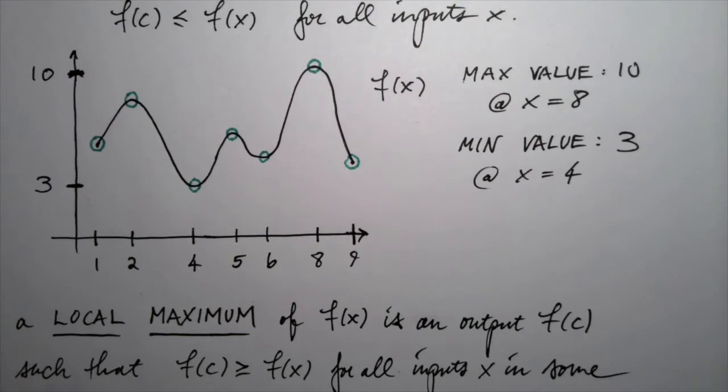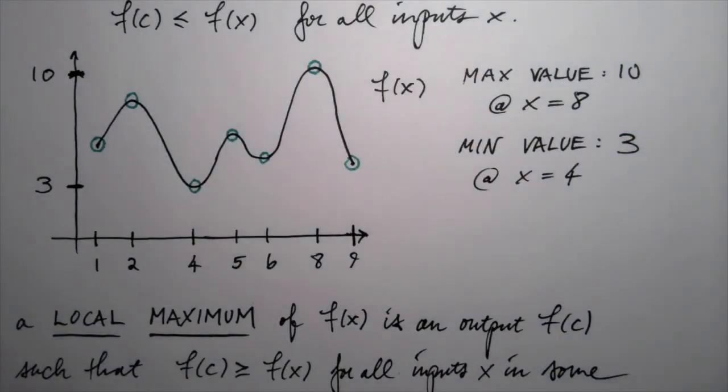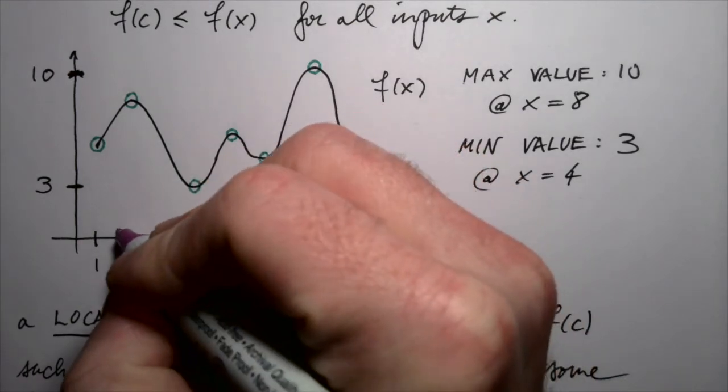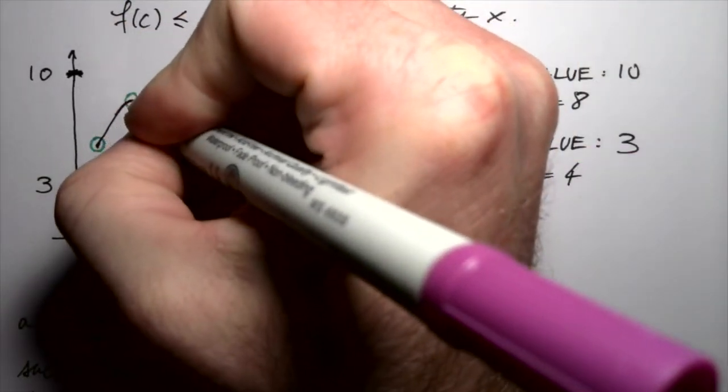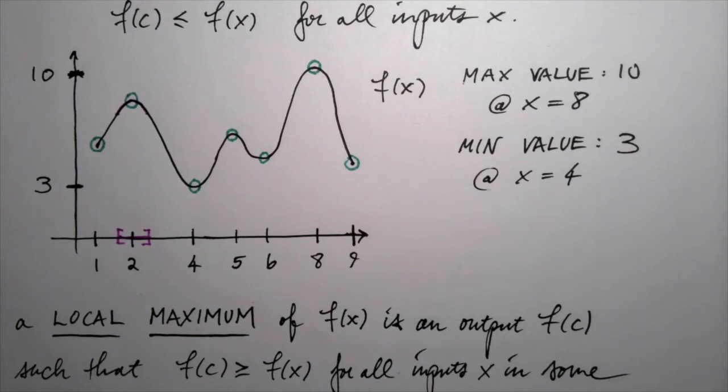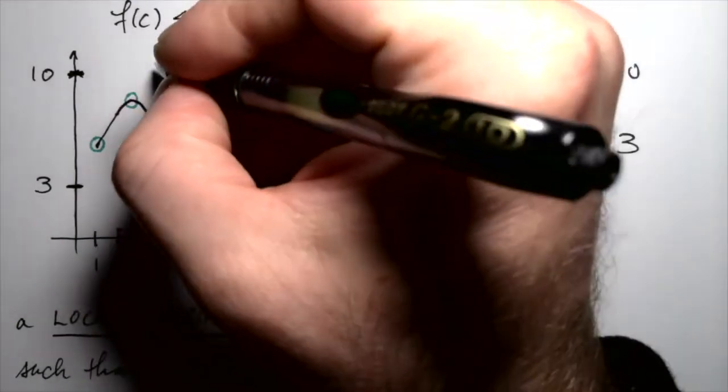Well, if I restrict attention around the point 2, if I put on some blinders like this, all of a sudden that rise up, that mountain peak, it's the tallest point around. It is a maximum if I restrict attention to this interval around 2. That's what I mean by some interval. You can find some interval where it is the maximum value. So restricting attention to this interval of inputs we see that that point right there is a local maximum because for those inputs it's bigger than or equal to all of them.